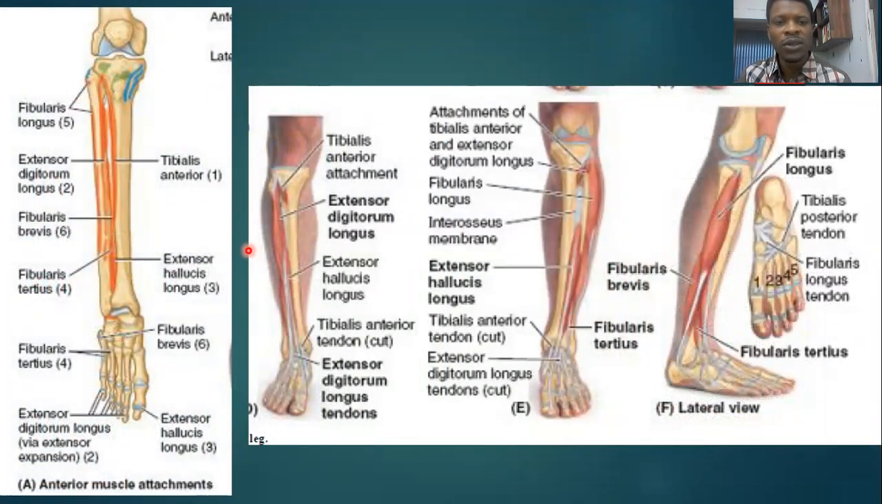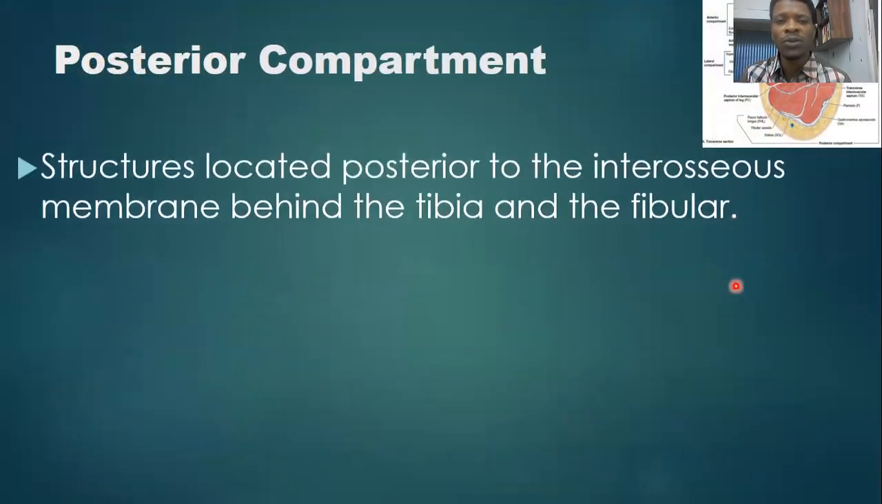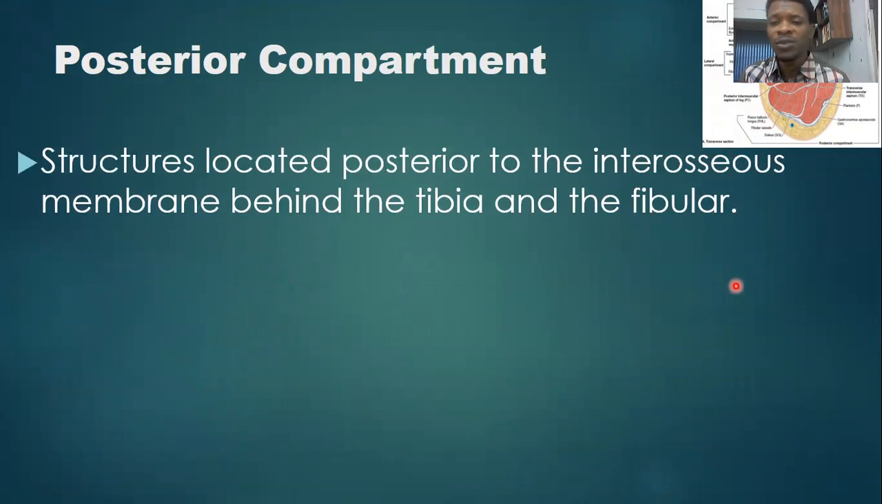This is a diagram showing you the different attachments, origins, and insertions of the muscles. The muscles are the extensor digitorum longus, fibularis brevis, and fibularis tertius. Also, we have the fibularis longus inserted here. So let's move on. These are the posterior compartment muscles, and they are located posterior to the interosseous membrane, just the way I said before.